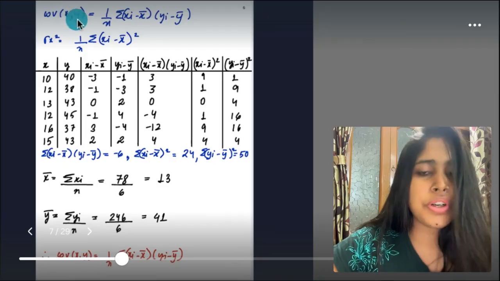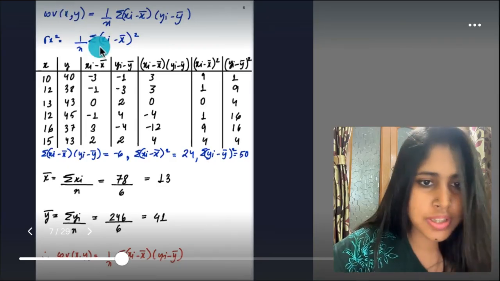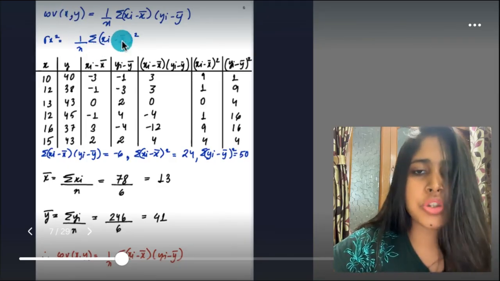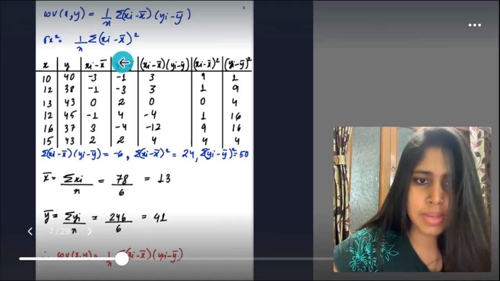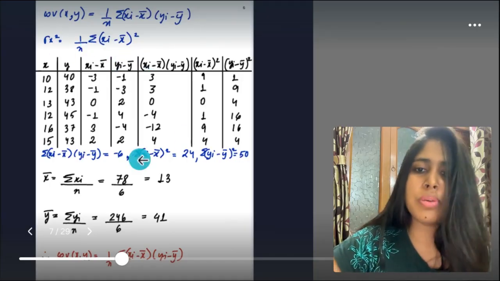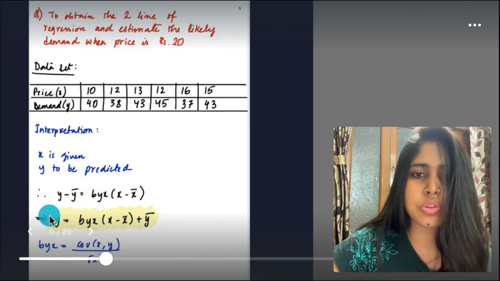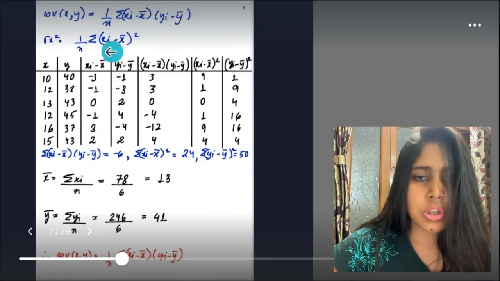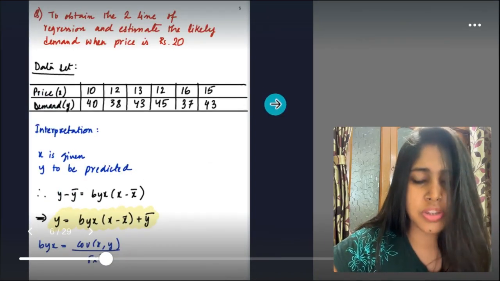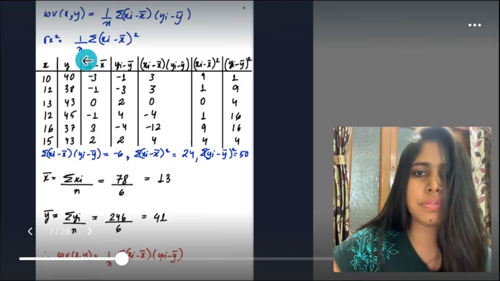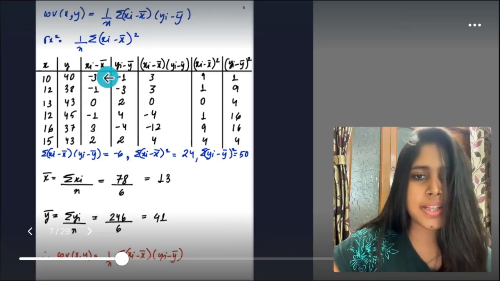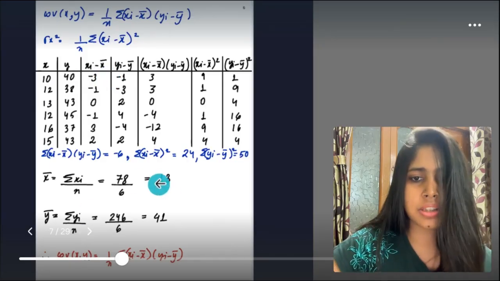Now see, the covariance of xy formula, which we have just calculated, is 1 by n summation of xi minus x bar into yi minus y bar, and sigma x square is equal to 1 by n summation of xi minus x bar whole square. Now we make the table. We jot down the values of x, and the values of y, demand y. And then we take the deviation from the mean of the points of x and y, xi minus x bar, 10 minus 13.